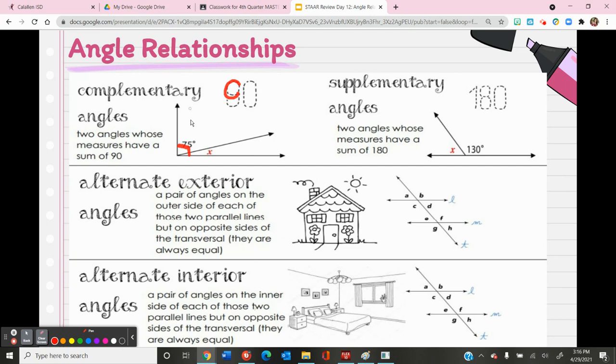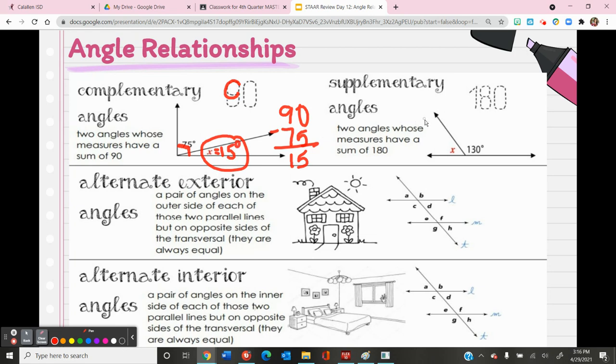So I have identified, they have given us the angle measurement of 75 degrees, and I just have to find this missing angle. To find that angle, I'm going to take 90 minus 75, and we get 15. So here x equals 15 degrees.